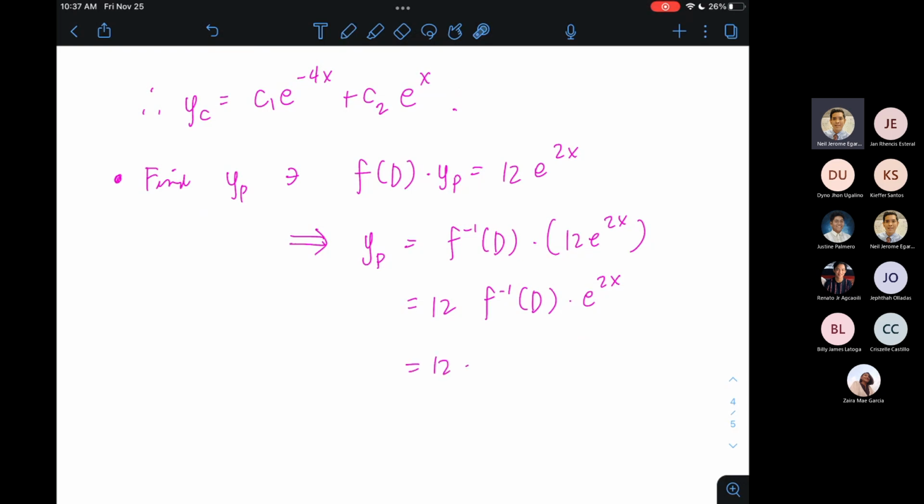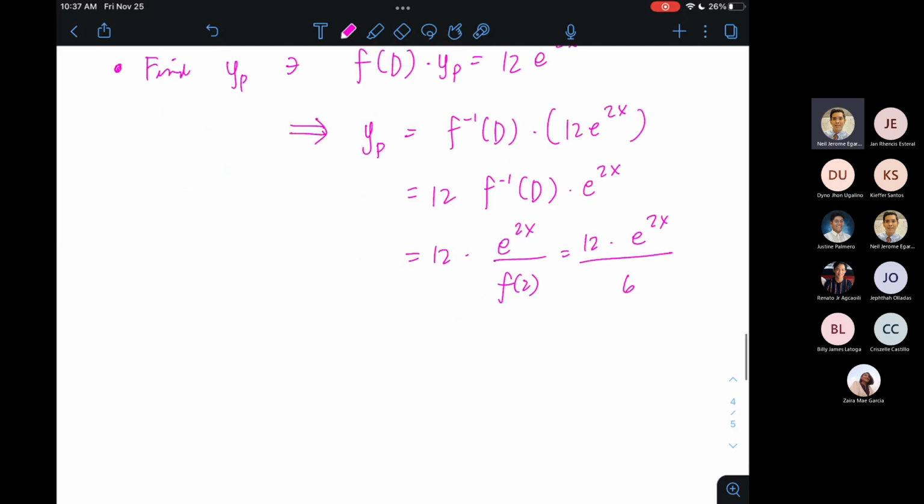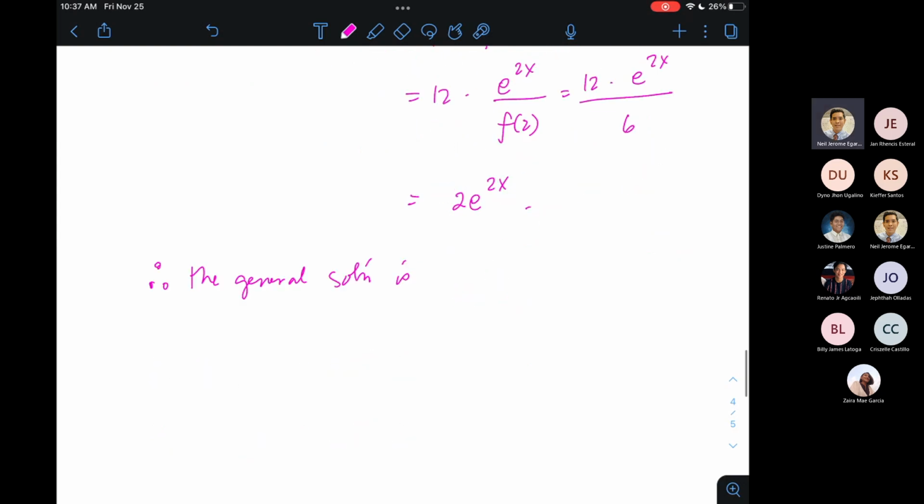know that f inverse d applied to e to the 2x is simply e to the 2x divided by f of 2. And this is 12 times e to the 2x all over 6. So we'll be left with 2e to the 2x as a particular solution. So then we can conclude that our general solution is given by y equals c1 e to the negative 4x plus c2 e to the 2x.